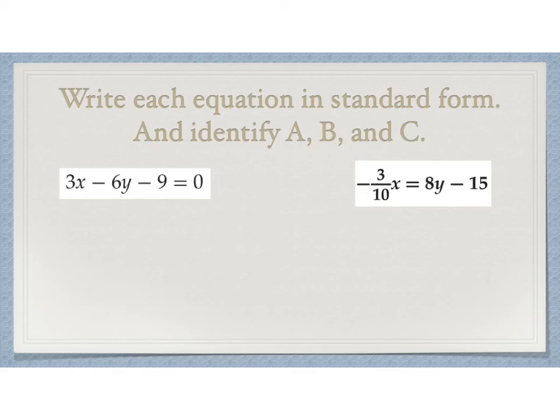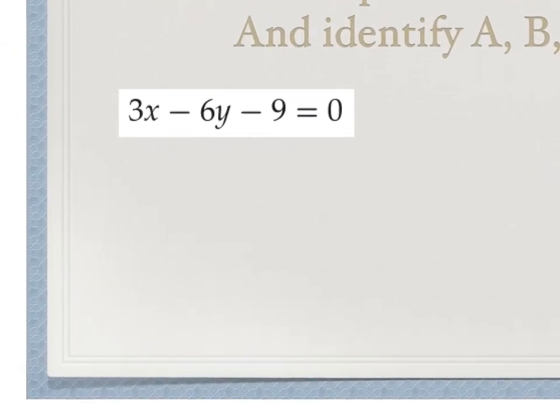All right, here we have our last slide. So we need to write each equation in standard form and identify A, B, and C. So we know that A goes with our x, B goes with our y, and C is our constant. So for our first equation, what do we need to do to get this into standard form? Add 9 to both sides. So it's going to cancel out on the left side of our equation, and we're going to be left with 3x minus 6y is equal to 9. So now, perfect, this is in standard form.